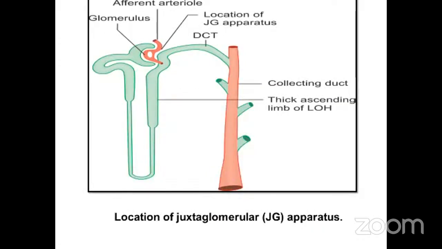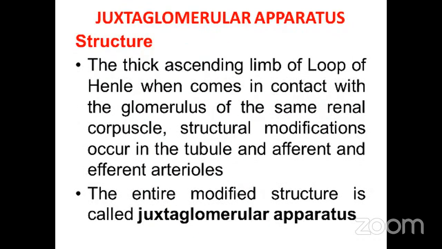Let me say it again: when the thick ascending limb of the loop of Henle comes in contact with the glomerulus of the same renal corpuscle, modifications occur in the cells of this limb, and also in the afferent and efferent arterioles. Structural modifications occur in the tubule and the arterioles, and the entire modified structure is called the juxtaglomerular apparatus.